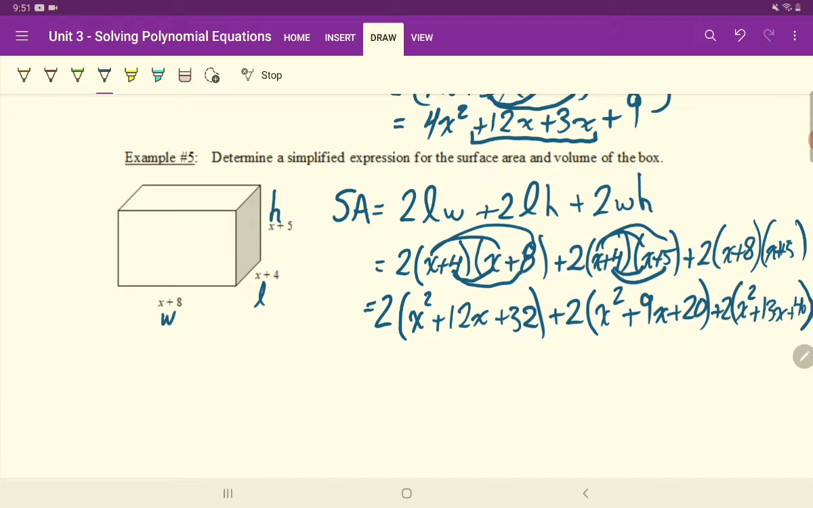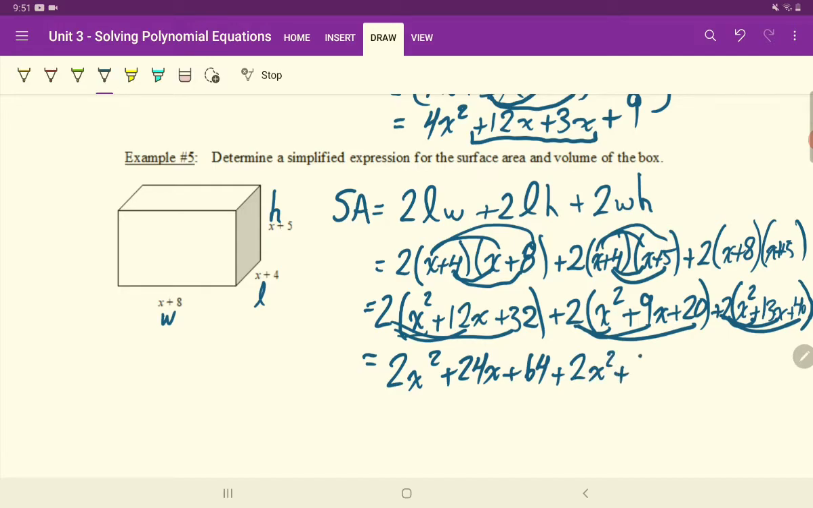All right, I'm going to go through now and get rid of my brackets by distributing the 2 into all 3 terms, all 3 factors, within this expression. So 2x squared plus 24x plus 64 plus 2x squared plus 18x plus 40 plus 2x squared plus 26x plus another 40. Sorry, plus 80.